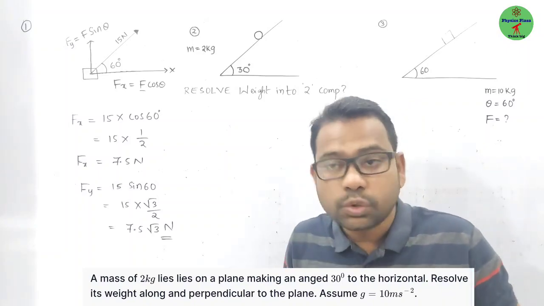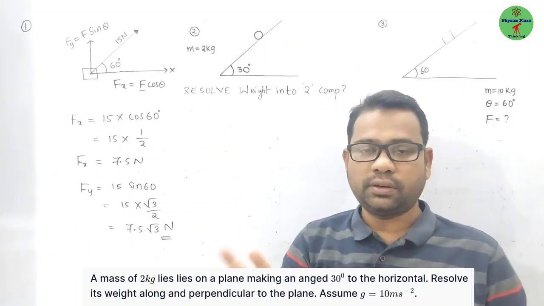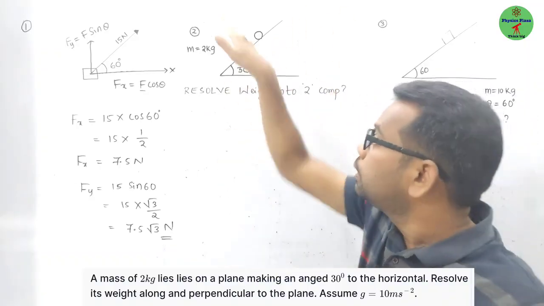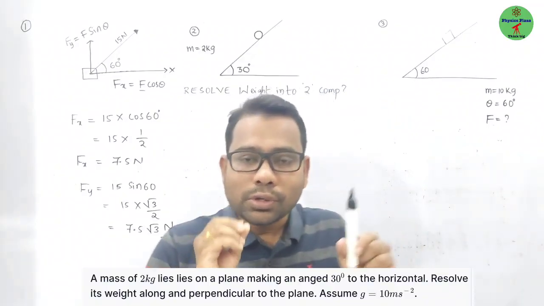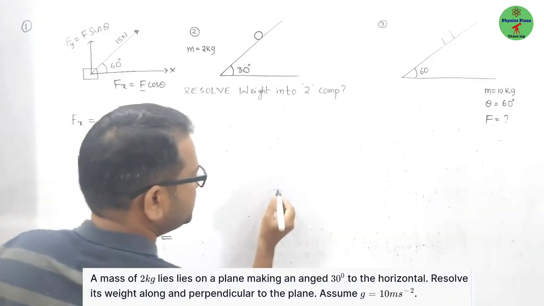Now they're asking us to resolve the weight of the body into two components. One should be parallel to the plane, another should be perpendicular to the plane. Children, this is very important and most of the students get confused here only. Let us see here. First, let us take a general one.